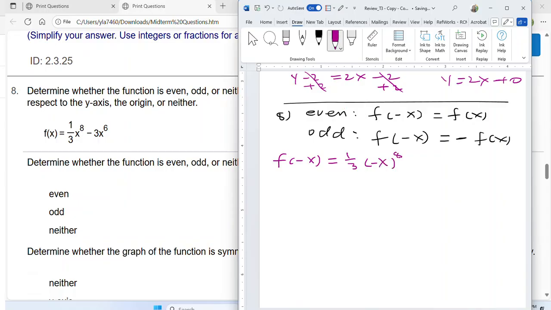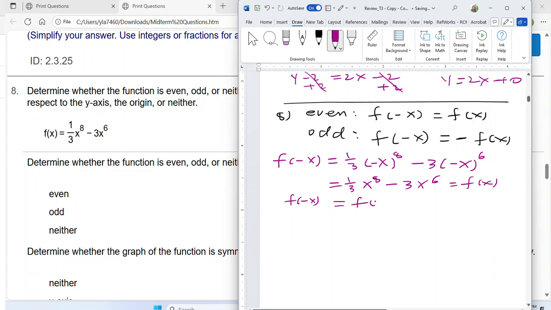All right, and then we simplify this one. We know a negative number to an even power is still positive, same thing as this one. So that means this whole thing, f of negative x, is equal to the original one, f of x. So we prove this relationship exists, and that means this one is an even function. When it's even, it's symmetric with the y-axis.